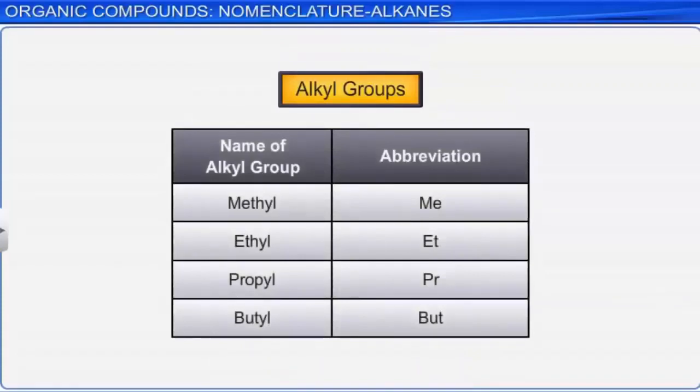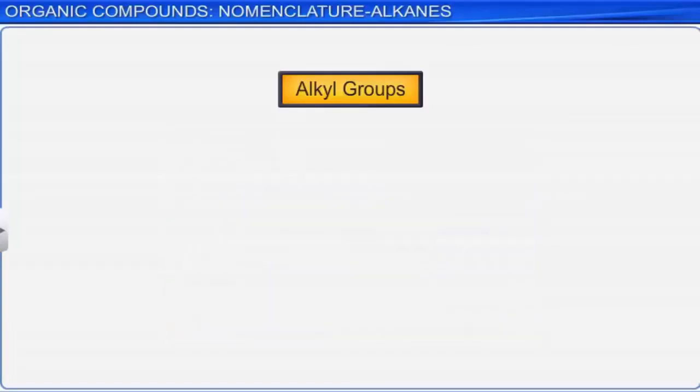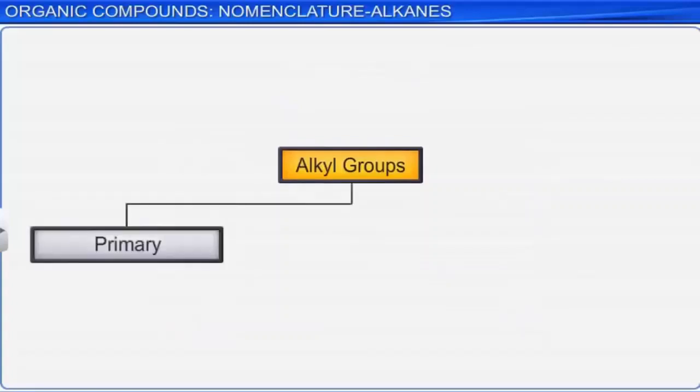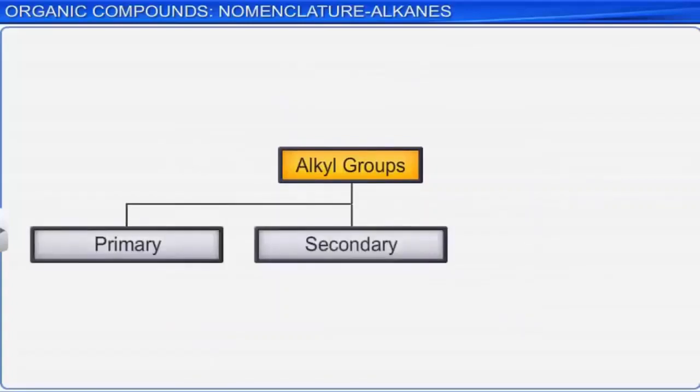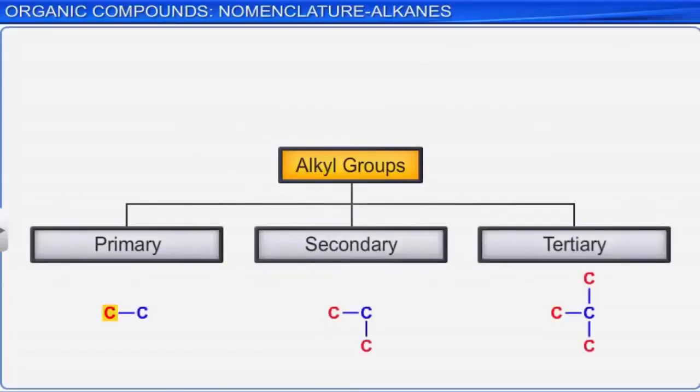At times, abbreviations are used for certain alkyl groups. For example, methyl is abbreviated as Me, ethyl is abbreviated as Et, propyl is abbreviated as Pr, and butyl is abbreviated as Bu. Alkyl groups are called primary, secondary, or tertiary based on whether 1, 2, or 3 other carbon atoms are directly attached to the carbon atom in the chain.